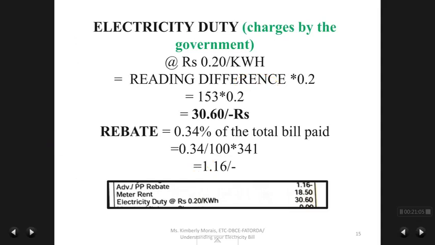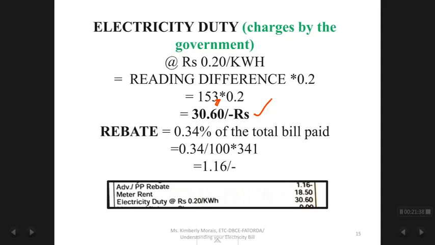Now another thing, two last things, electricity duty. This is something extra that you pay to the government. It doesn't go either to the distribution or to the generation, no way, but you have to give it to the government. They charge 0.2 rupees per kilowatt hour of energy consumed. So whatever is the reading for those 37 days, 153 into 0.2 comes out to be 30.6 rupees. So this is the electricity duty going to the government by me for those 37 days.